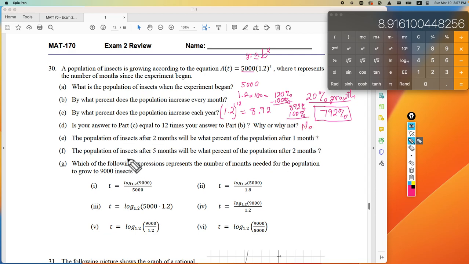The population of insects after 2 months will be what percent of the population after 1 month? Well, it will be 120% of it. That amount will be 20% more.